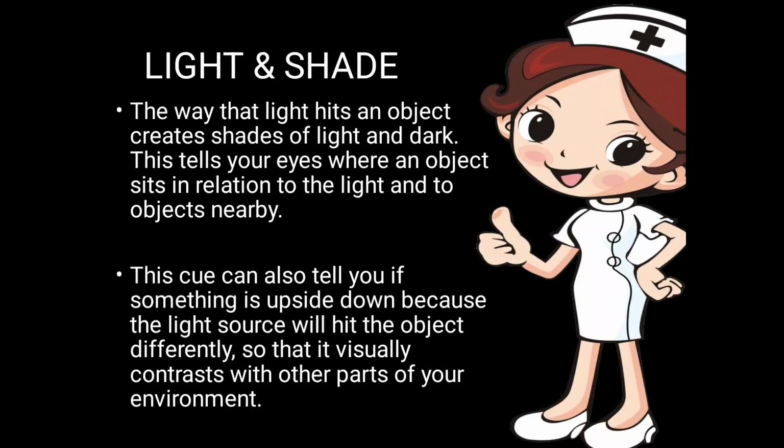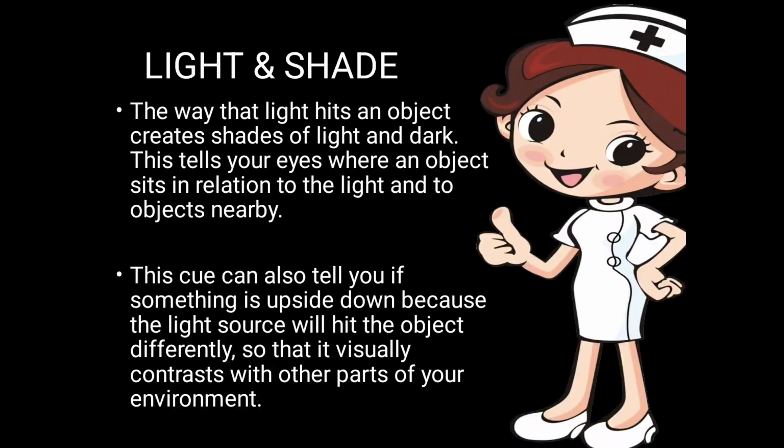Next one is light and shade. The way that light hits an object creates shades of light and dark. Okay, so how the light falls on an object depends upon that. This tells your eyes where the object sits in relation to the light and to other objects nearby.